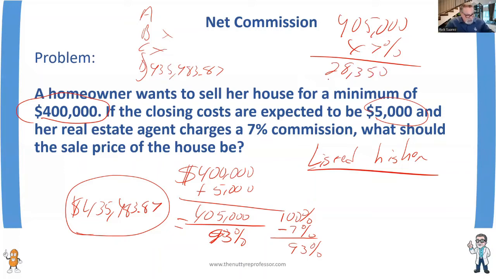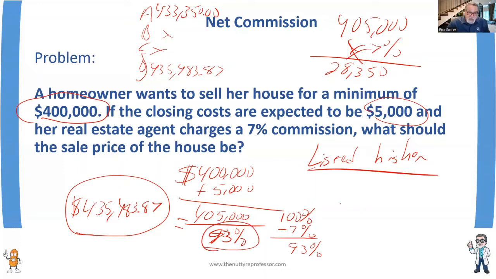So the commission is $28,350, and then if you add 405, now it's close, but it's not the answer. You're going to have 433,350. You see, that answer will also be there because they're going to bet that you're not going to remember, and you're going to multiply instead of divide.